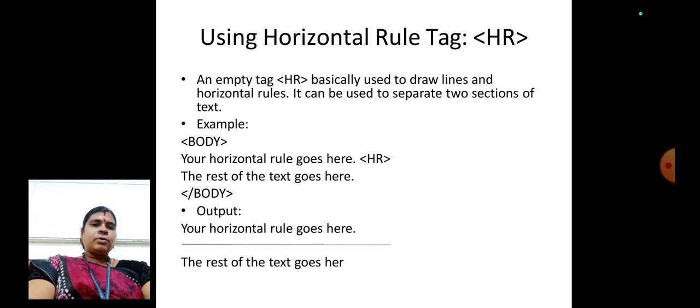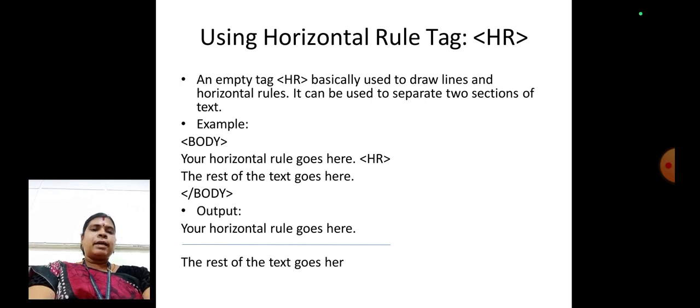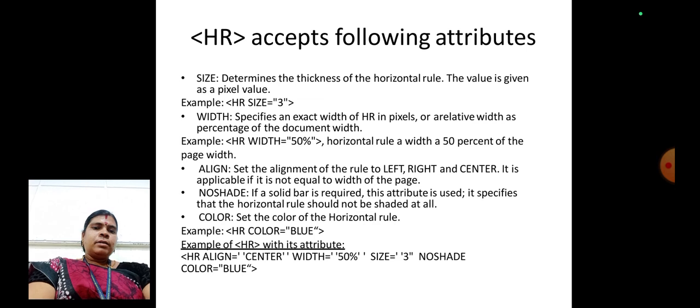Using the horizontal rule tag, HR, an empty tag, is basically used to draw lines and horizontal rules. It can be used to separate two sections of text. Example: body, your horizontal rule goes here, HR, the rest of the text goes here, closing body tag. Output: your horizontal rule goes here. The rest of the text goes here.